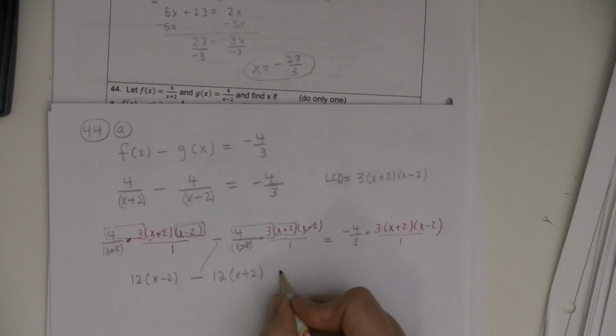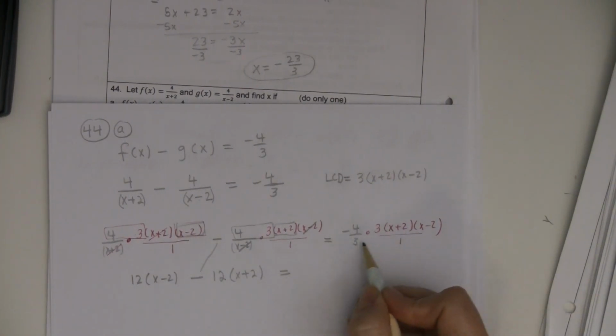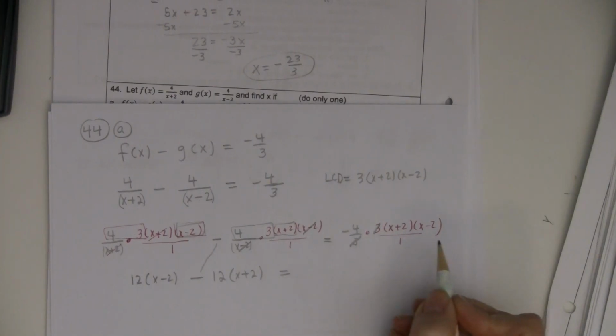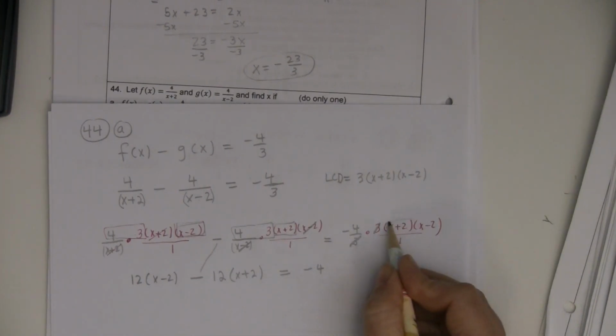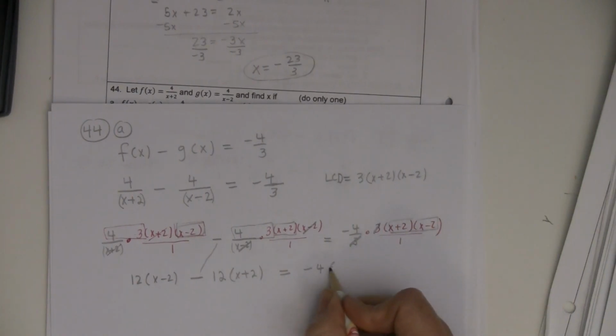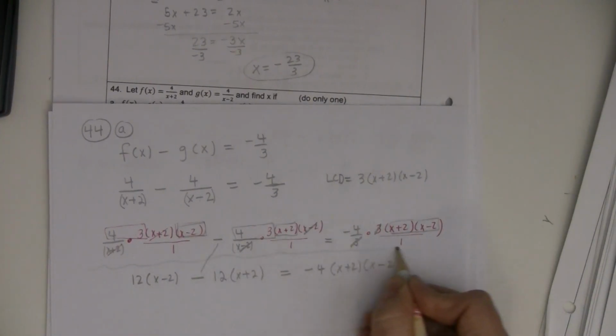And then on the other side over there, the 3 cancels. And so that gives me a monomial, minus 4. And then I have this binomial times that binomial that didn't reduce or cancel. And now, this is my new thing to solve.